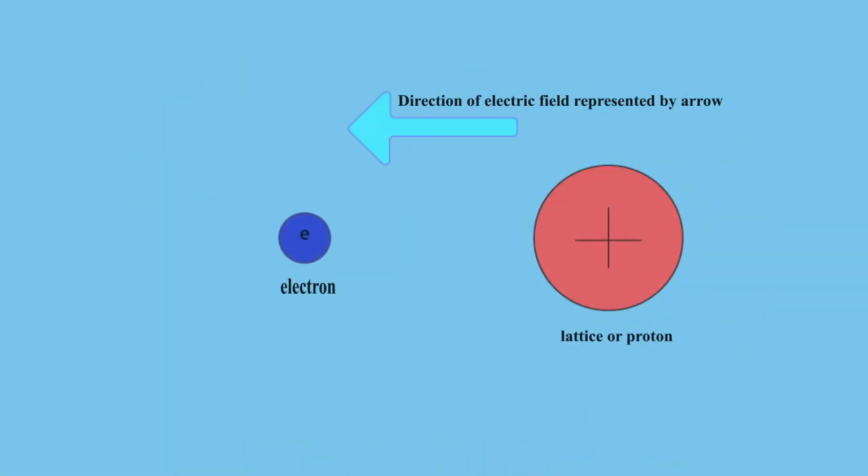In the bulb, the electrons are constantly getting accelerated by the field. As the electrons hit the lattice, it gains kinetic energy and starts vibrating more and more. The kinetic energy is then emitted as heat and light.